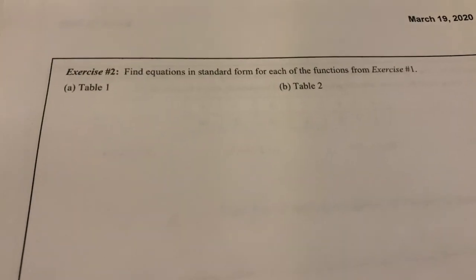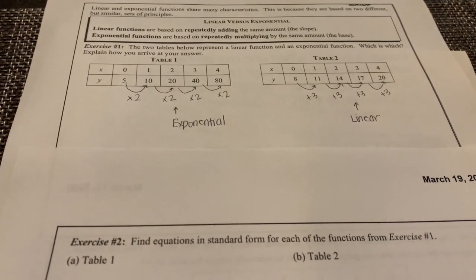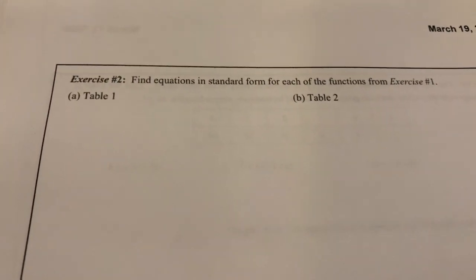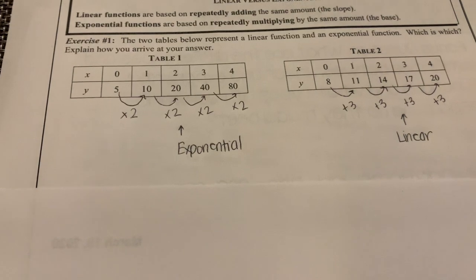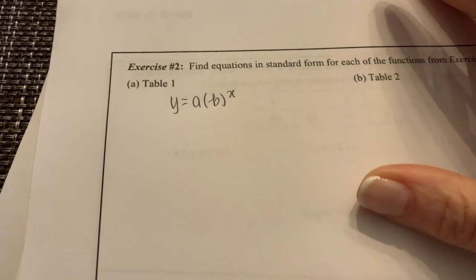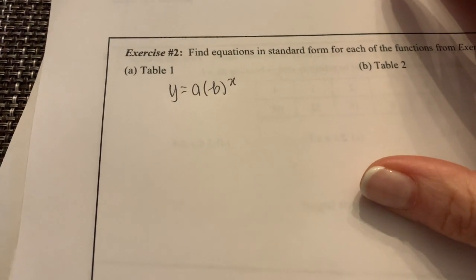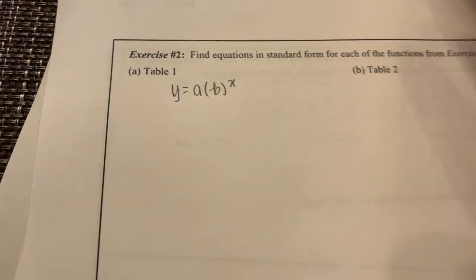So for exercise 2, they want us to write the equations for these two tables. I'm not entirely sure why I split these up, but I'm going to keep it up here so that we can look back to it. For table 1, we know it's an exponential function, so we know that the format, so to speak, of an exponential function is y is equal to a times b to the x, right? And a is your starting point, or your y-intercept, and b is your factor.